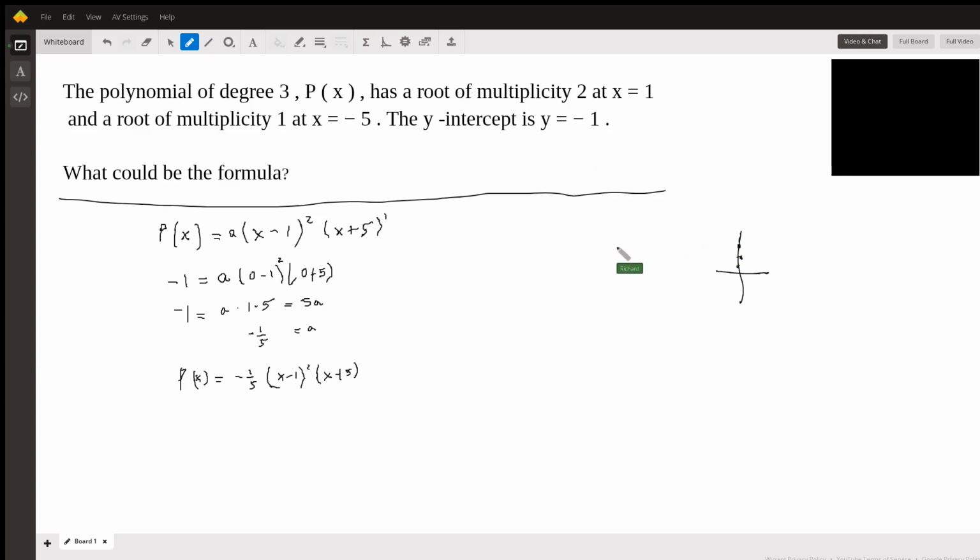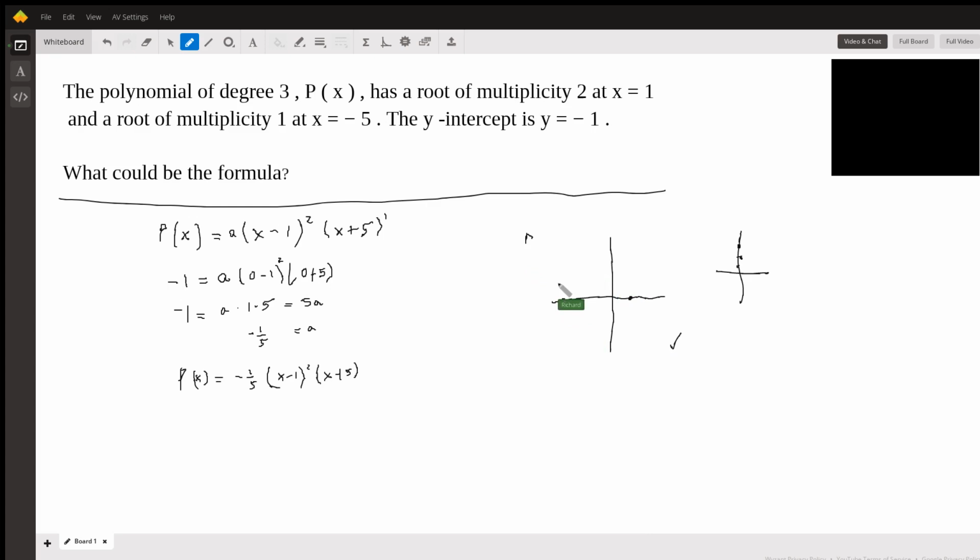And well, I guess they're not asking for a sketch, but while we're here, since this is so quick, we'll put in a sketch. So here's positive 1. Here's negative 5. And this is an odd degree, third degree polynomial with a negative. So the end behavior looks like this.